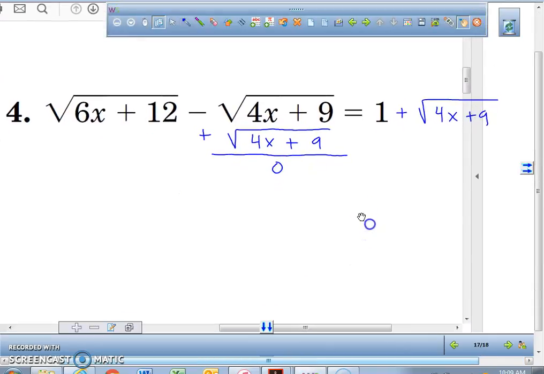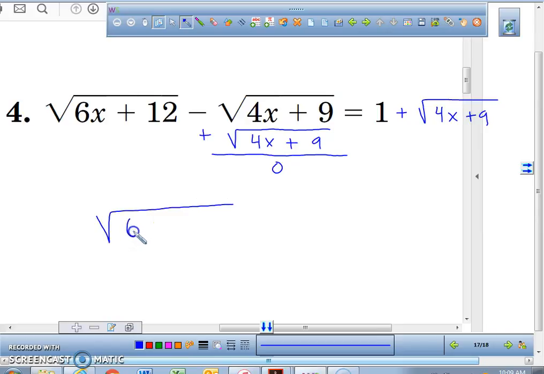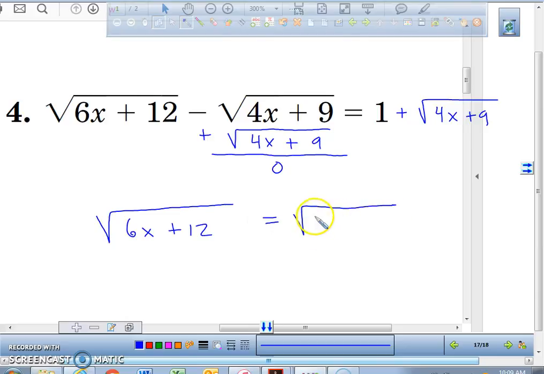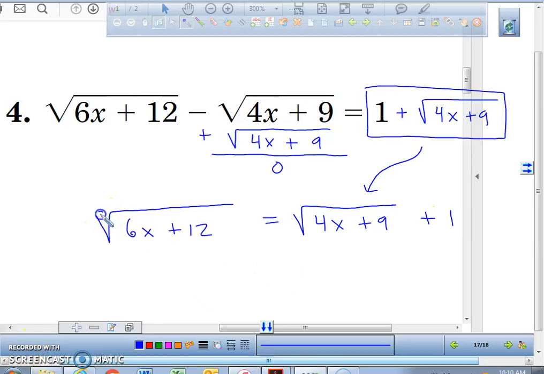So here is what I have left. I have the square root of 6x plus 12 equals the square root of 4x plus 9, and then I'm going to add a 1 right here that's not underneath the radical, add it right there at the end. Our index, even though you can't see it, is a 2. So yes, you are going to have to square this side and square the other side.